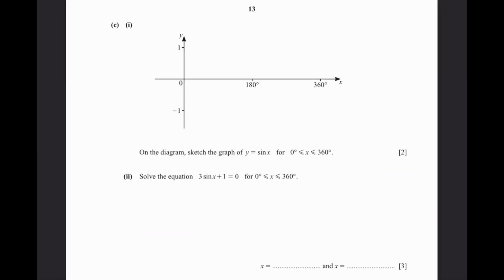1. On the diagram, sketch the graph of y equals sine x for 0 less than equal to x less than equal to 360 degrees. So sine of 0 is 0, and sine 90 is 1, sine 180 is 0, sine 270 is negative 1, and sine 360 is 0. So using these 5 points, which are quite easy to remember, we can draw a sine graph.